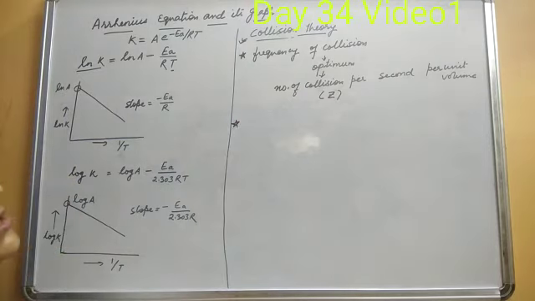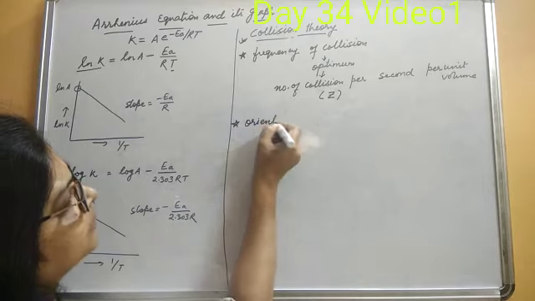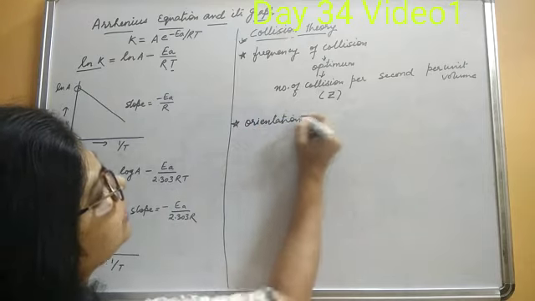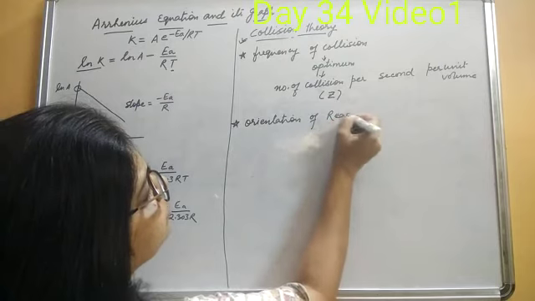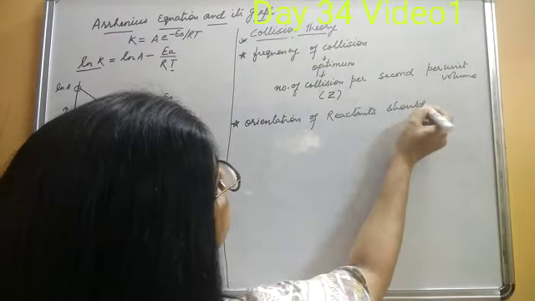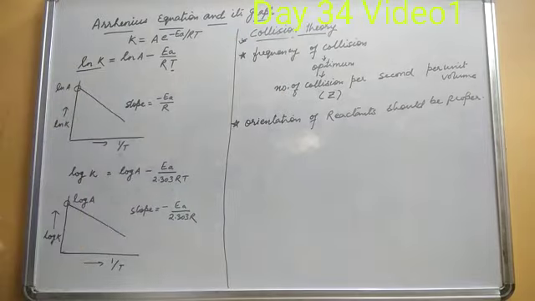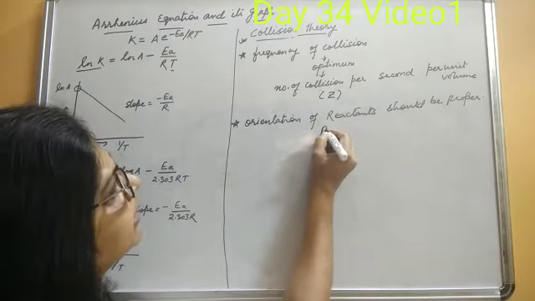Second, a very important thing: even if the frequency of collision is optimum, if the orientation of molecules is not proper, it is a problem. The orientation of reactant molecules should be proper. Proper orientation means that the impact should be from the sides from which they have to make the bond. Otherwise, the product will not be formed. This factor in the equation is denoted by P.